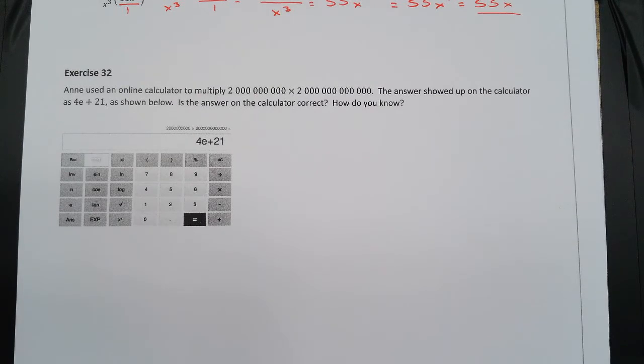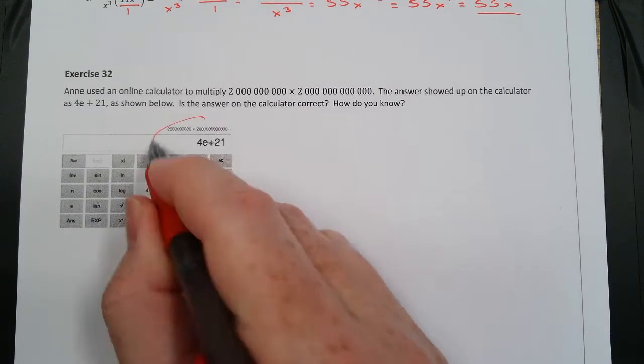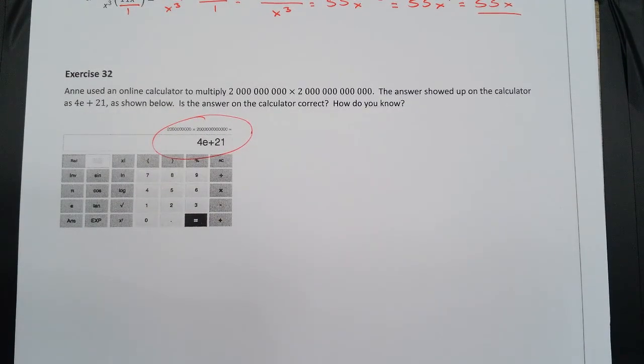Anne used an online calculator to multiply 2 billion times, looks like 2 trillion. The answer showed up on the calculator as 4e plus 21, as shown below. So that's what it looks like when you type it in. Is the answer on the calculator correct? How do you know?